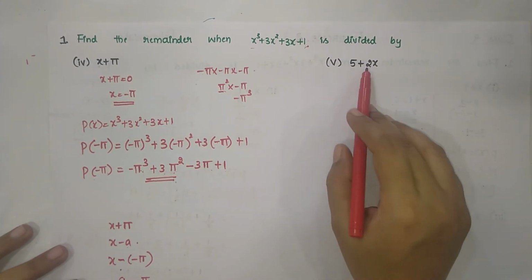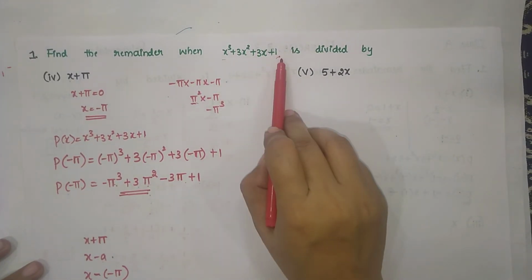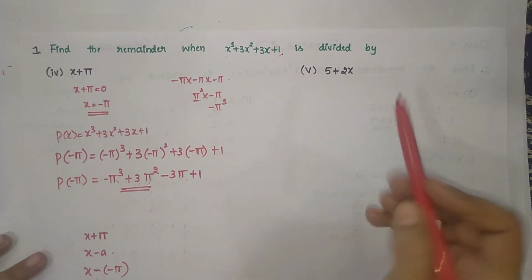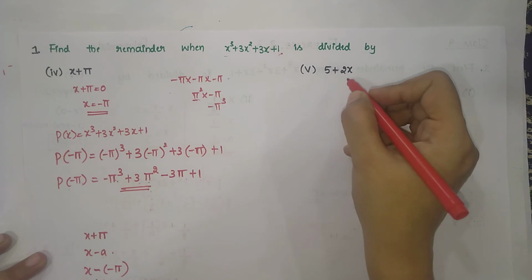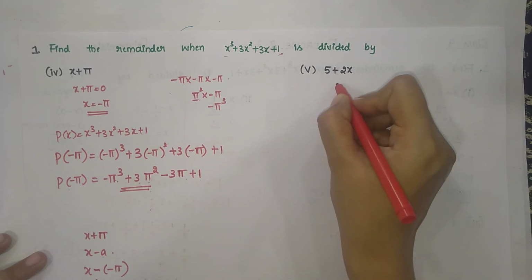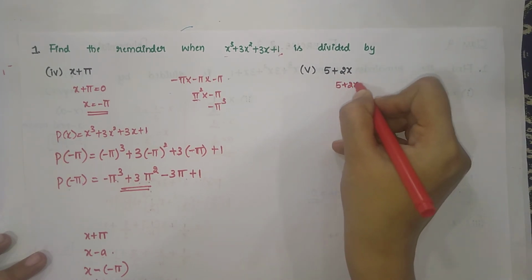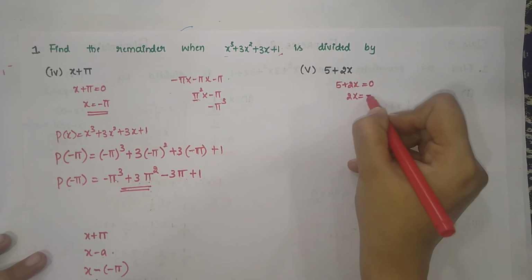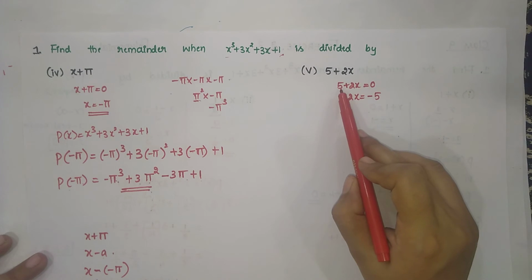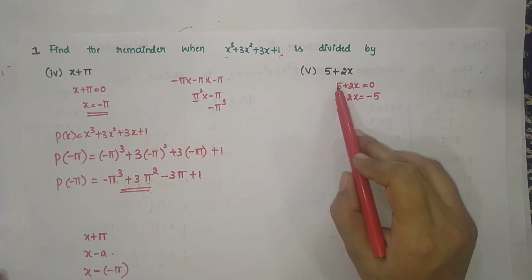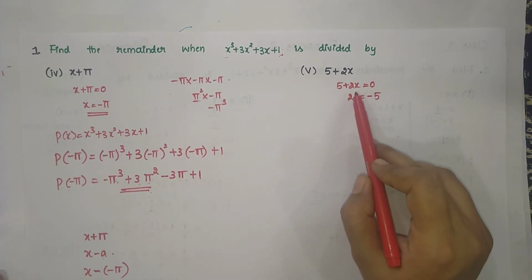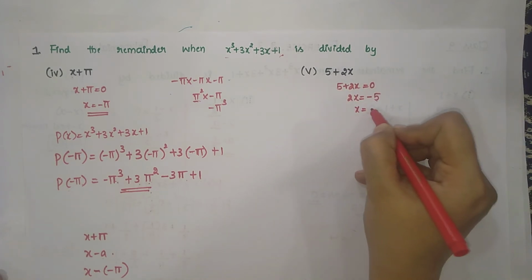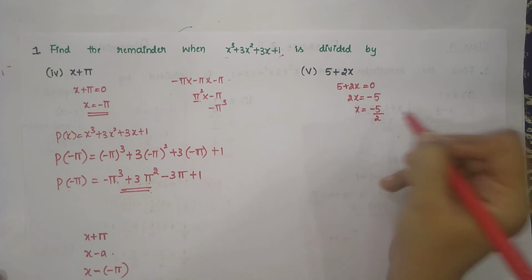Last, and the fifth question, is you have to divide this given polynomial by 5 plus 2x. So now you have to equate the given linear polynomial 5 plus 2x to 0. So we get 2x is equal to minus 5. That is, by taking plus 5 from the left side to the right side, we get 2x is equal to minus 5, and x is equal to minus 5 divided by 2.